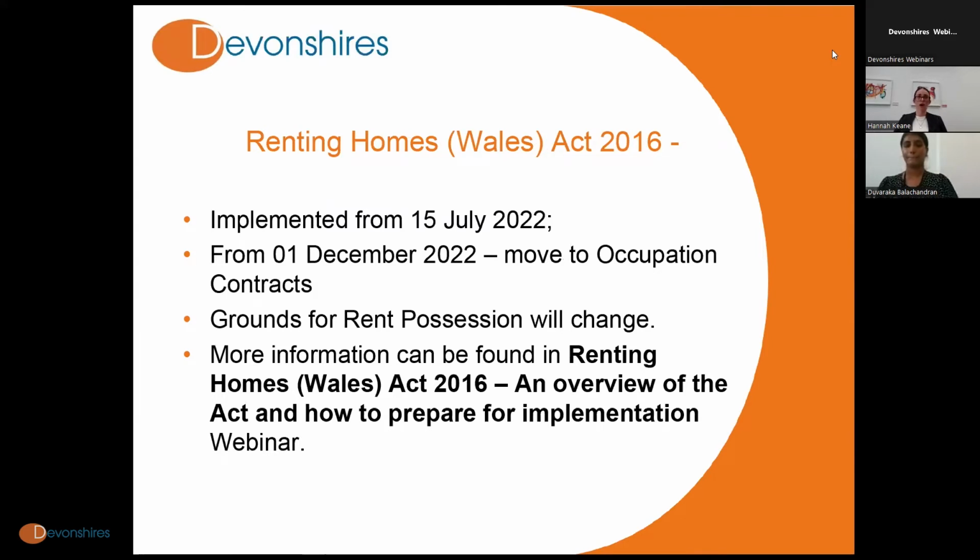Just another thing to flag is the Renting Homes Wales Act 2016. This is actually coming into force, or is being implemented, from tomorrow, and will mean that the grounds for rent will change for any of you that hold stock or are Welsh providers. And it is effectively proposing that from the 1st of December of this year, 2022, there will be a wholesale move to occupation contracts, which are effectively what we currently know as tenancies.